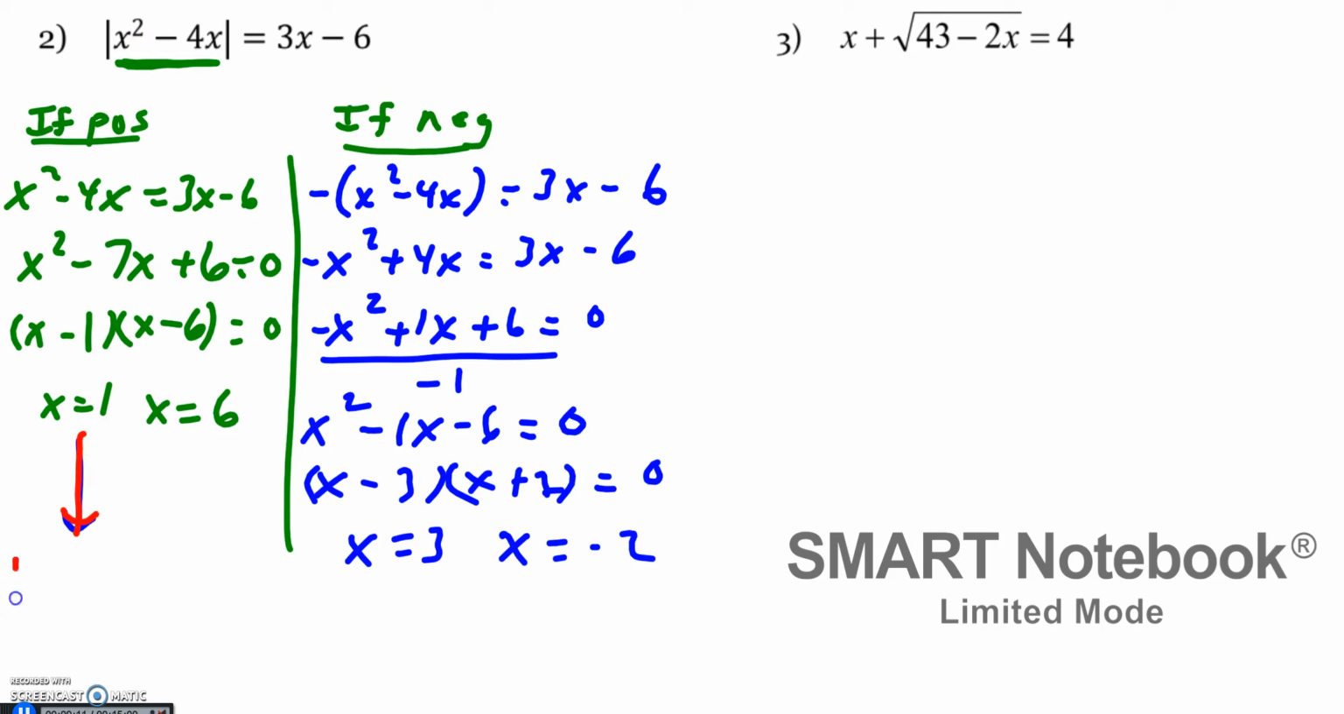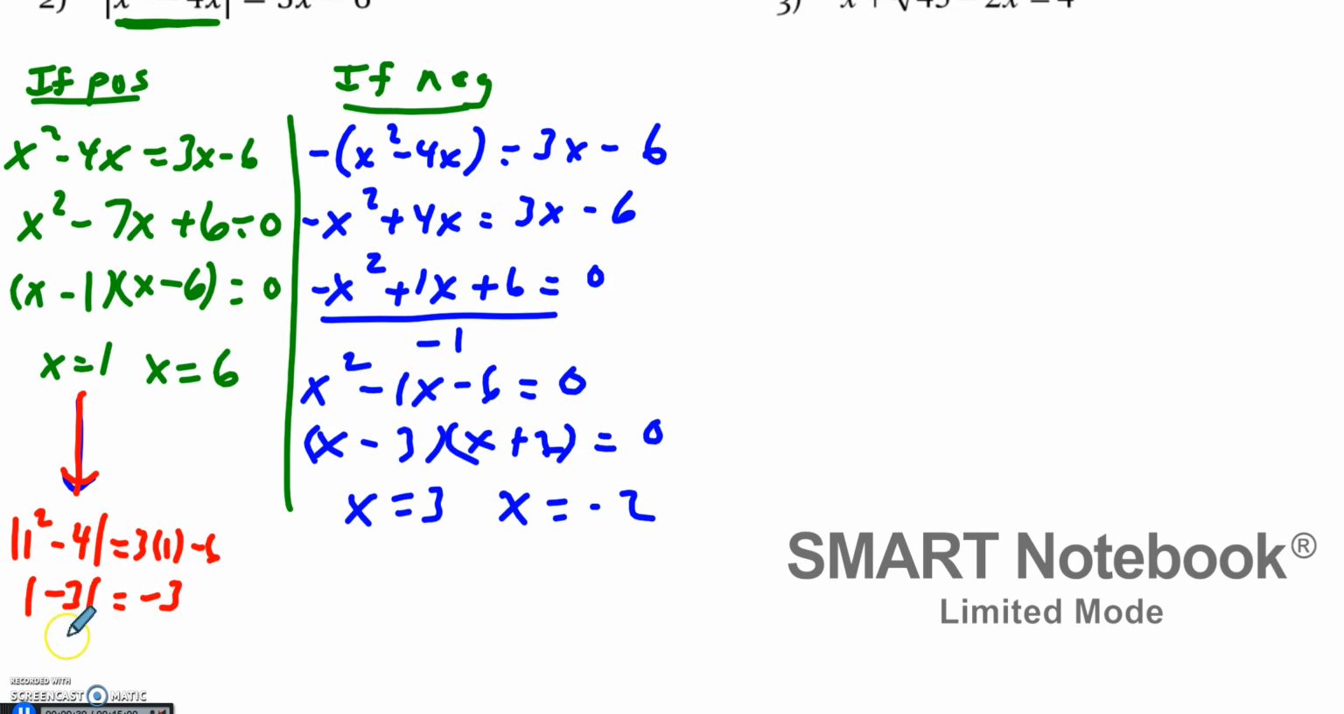We would get, does the absolute value of 1 squared minus 1 times 4, or 4, equal 3 times 1 minus 6? Or does the absolute value of negative 3 equal 3 minus 6, or negative 3? No, it doesn't, because the absolute value of negative 3 is 3. 3 does not equal negative 3, so this is out.